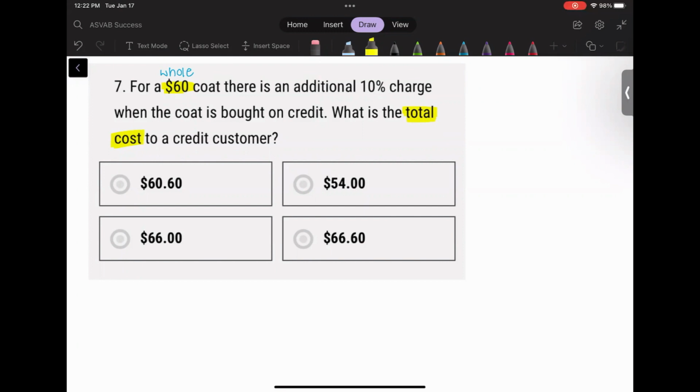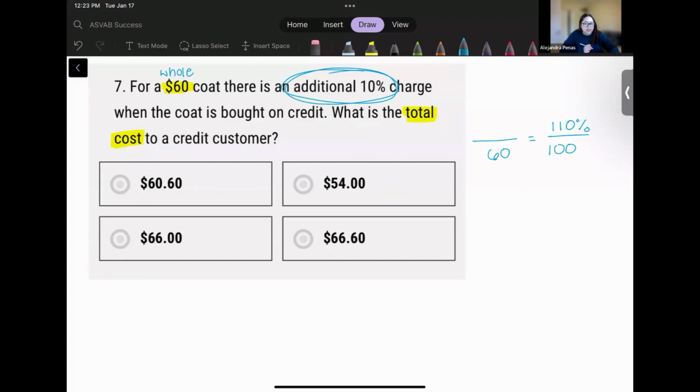Okay. But my question is, when we set up our proportion, we have 60 here, we have 100 here. You mean 110? Okay, so we're going to use 110%. Now, why are we using 110%? Because this is an additional 10% charge, which means if you just put 10%, the value you're going to get here is just going to be the charge. It's not going to be the total cost. You would have to then grab that charge, add it to the $60, then you have your answer.